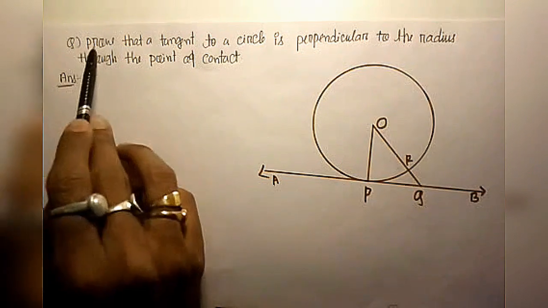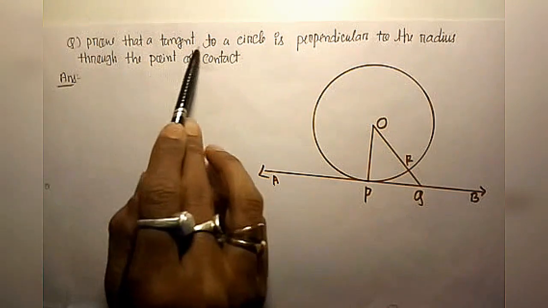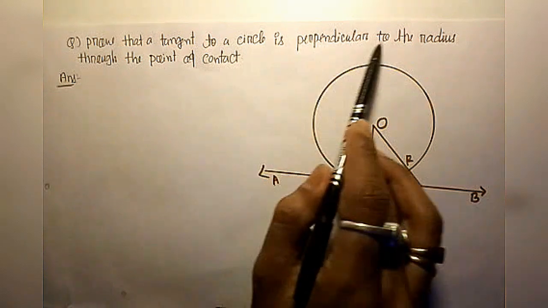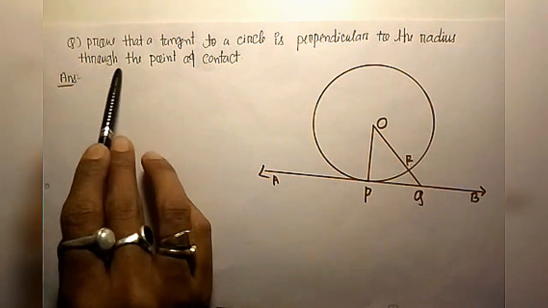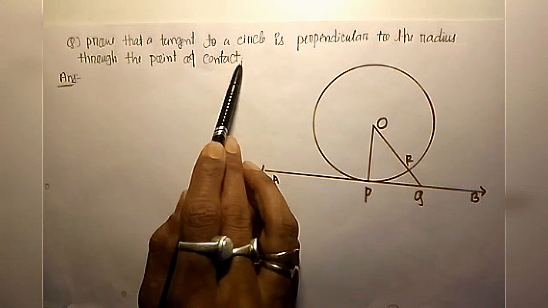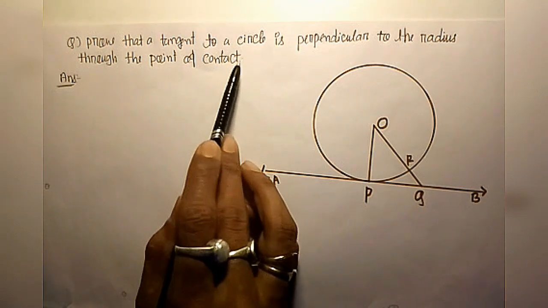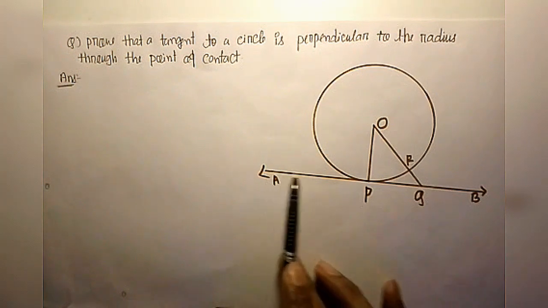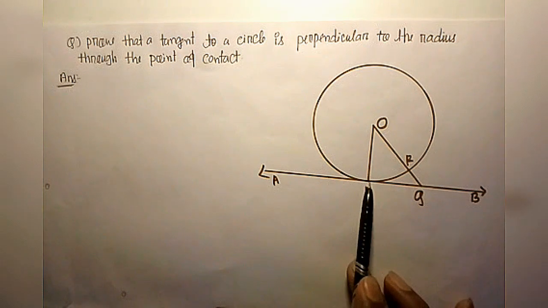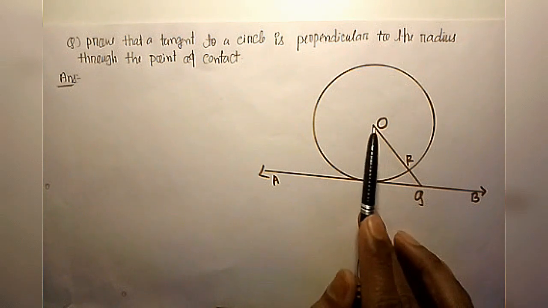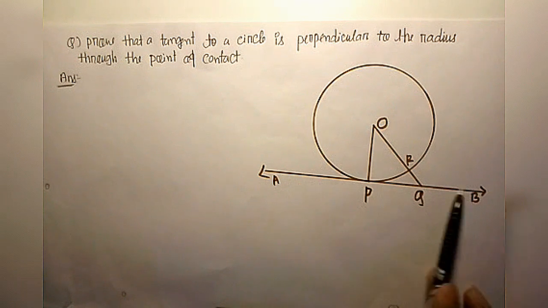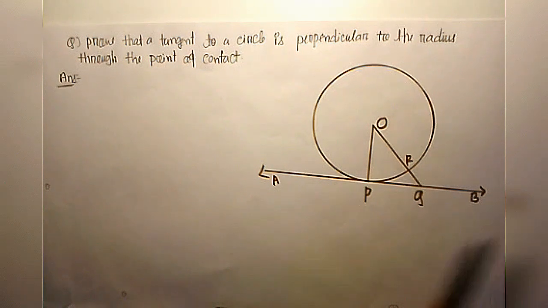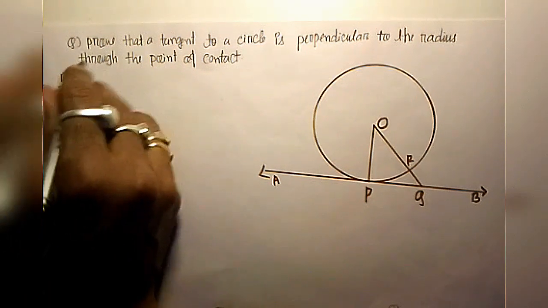This is question number 1. Prove that a tangent to a circle is perpendicular to the radius through the point of contact. So this is a circle. AB is the tangent at the point P and OP is the radius. So we need to prove that OP is perpendicular to AB.